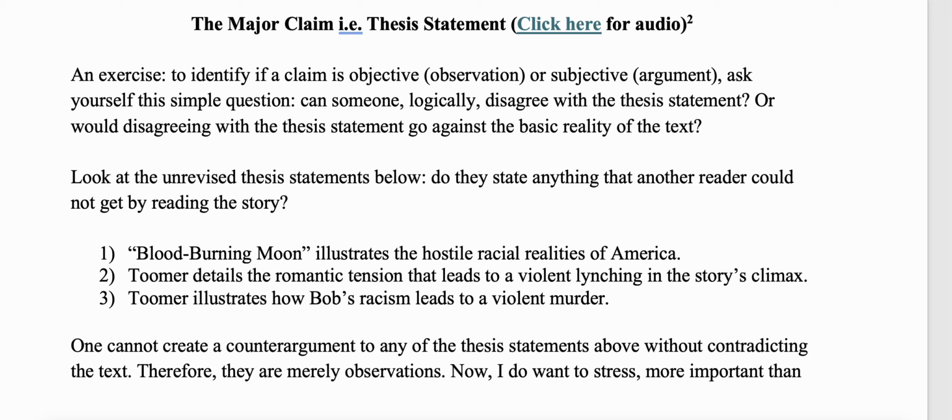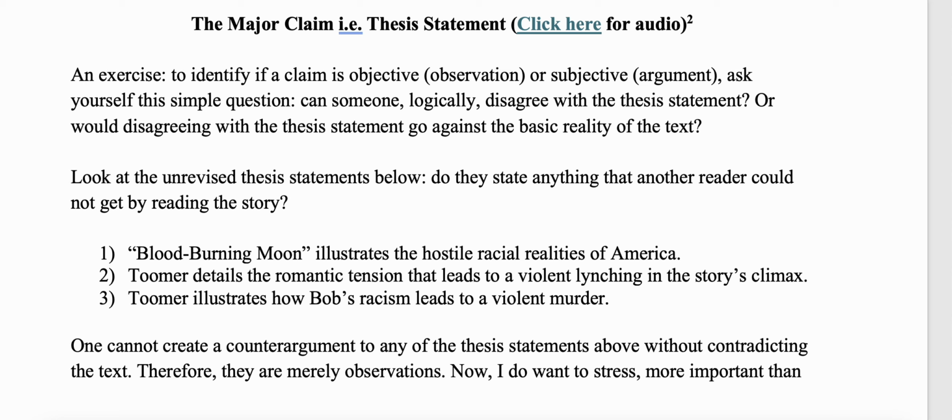The major claim, or thesis statement. An exercise. To identify if a claim is objective, observation, or subjective, argument, ask yourself the simple question: can someone logically disagree with a thesis statement? Or would disagreeing with the thesis statement go against the basic reality of the text?